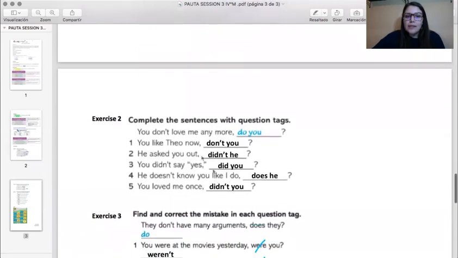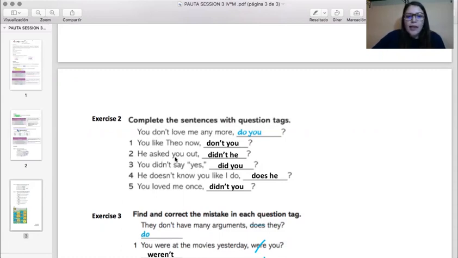In exercise number 2, you had to complete the question tags. And here we had a few more mistakes, ¿ya? En este ejercicio me voy a tener un poquito porque aquí hubieron un poco más de errores. You like Theo now, don't you? Here I have a clue, now. Tengo una pista, ahora, por lo tanto estoy hablando en presente. Tengo también el verbo like en presente, por lo tanto está en positivo, utilizo el negativo don't. Y vuelvo a repetir el pronombre.